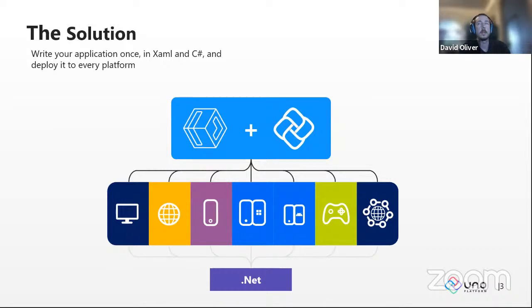So the solution that we offer is to write your application once. So with Uno platform, you write your application in XAML and C#. It runs in .NET, and it runs on Windows desktop, on Mac OS and Linux, on the web in browsers using WebAssembly, and on Android and iOS.